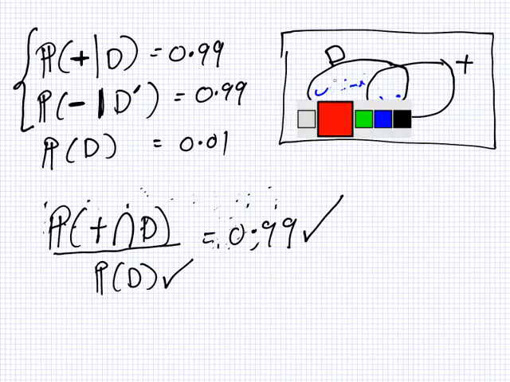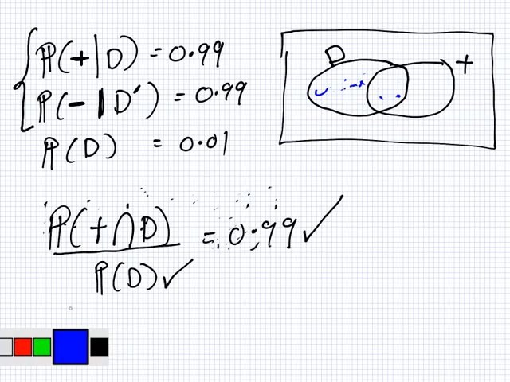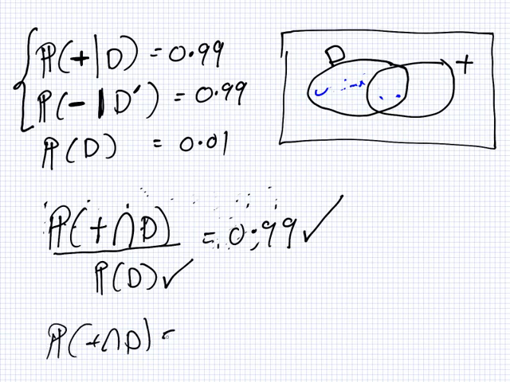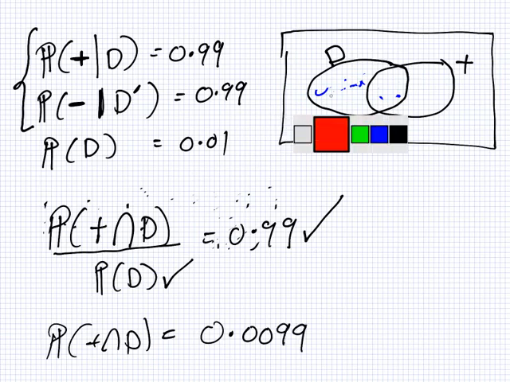Right, so I hear somebody already typing there. 0.99 times 0.01. So this gives me the probability of the disease and positive test result, 0.0099. Now I'll try and fit that in here.